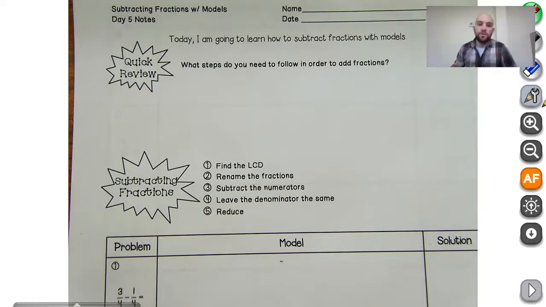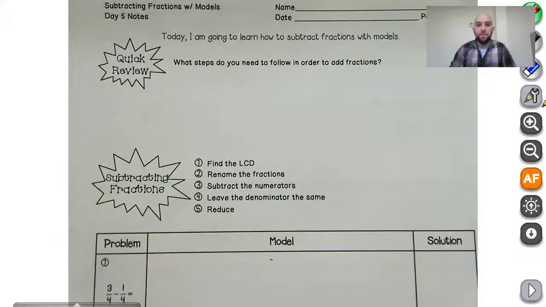So today we're going to learn how to subtract fractions with models. So we've been working with adding fractions, now we're going to work on subtracting fractions. And as a review, we're going to review the steps that you need to follow in order to add fractions, because our subtracting fraction steps are going to be very, very similar.